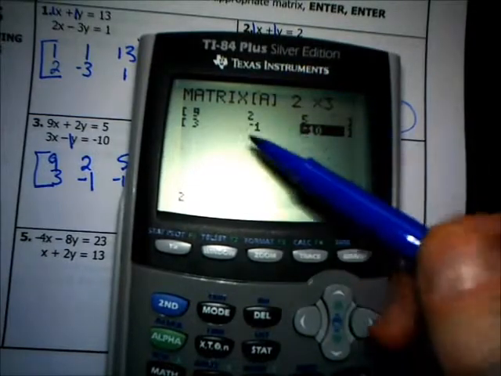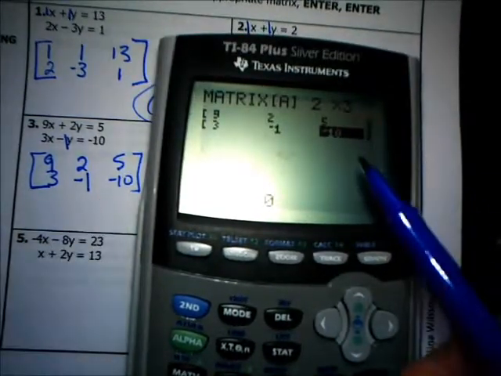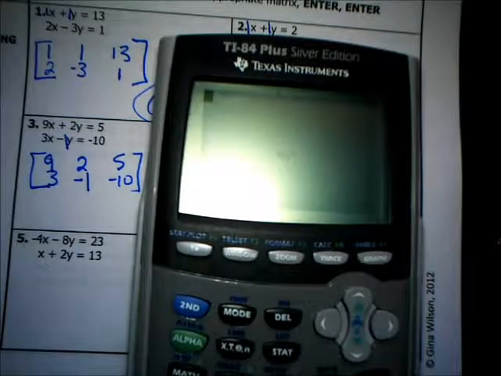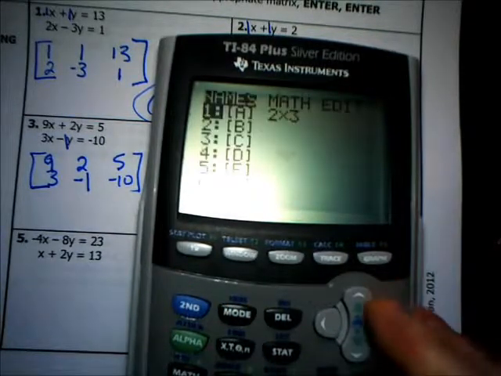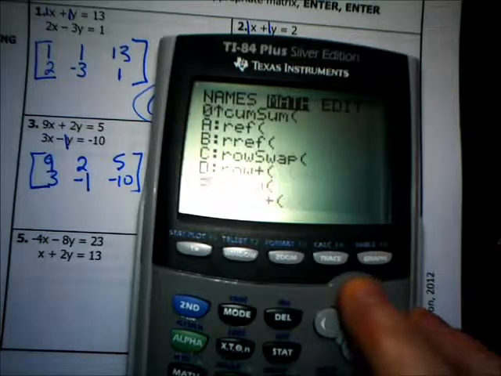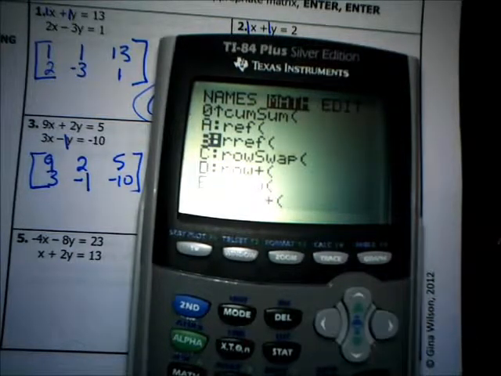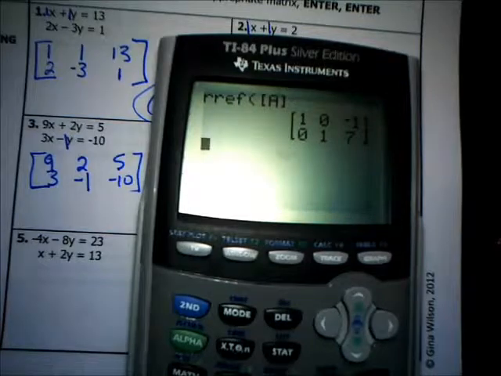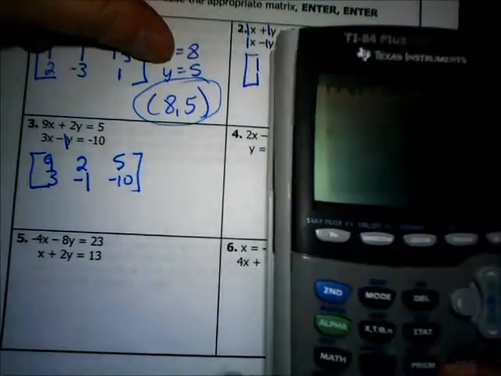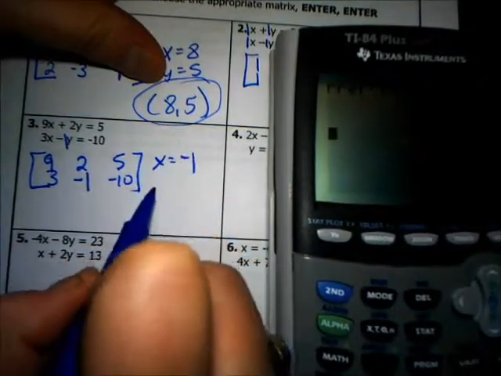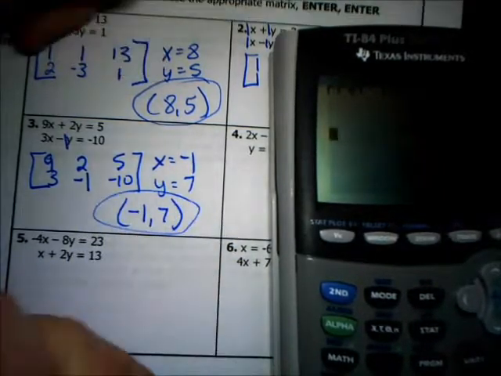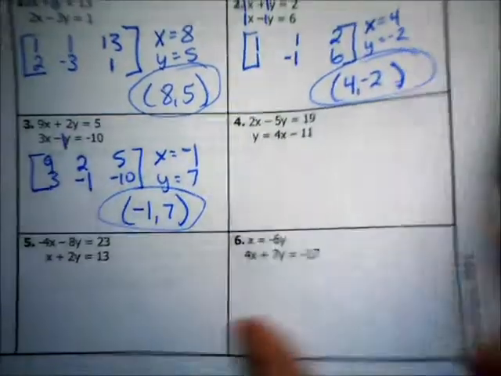Okay, make sure they match. Then I'm going to clear this. Oops, get out of that. Go back into matrix, over to math, and go to the option B and enter, and then hit matrix and enter, so that I have the A available. And then here's my solution again. x is negative 1, y is 7. Negative 1, 7 is your solution. Now I didn't write these on the side, so let me transfer them.